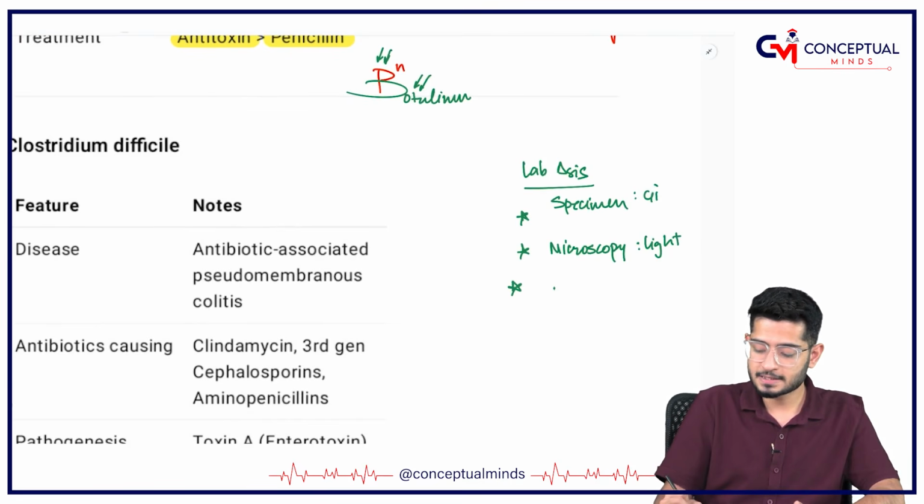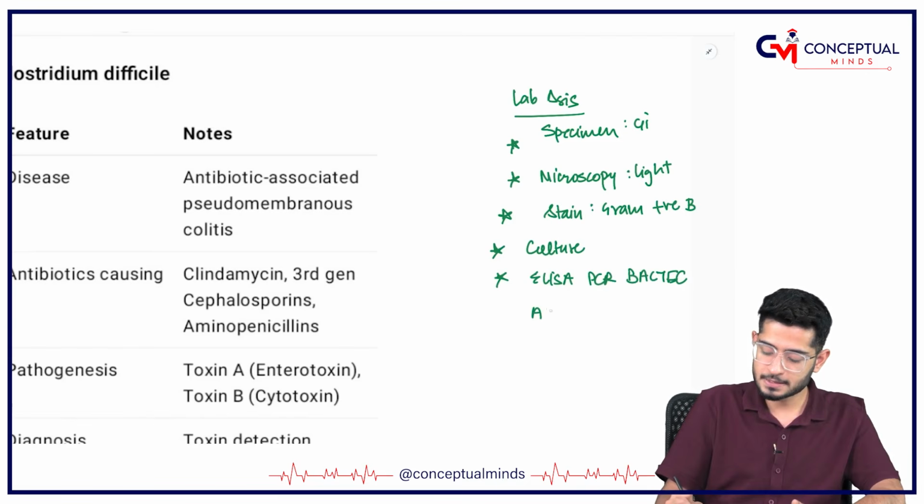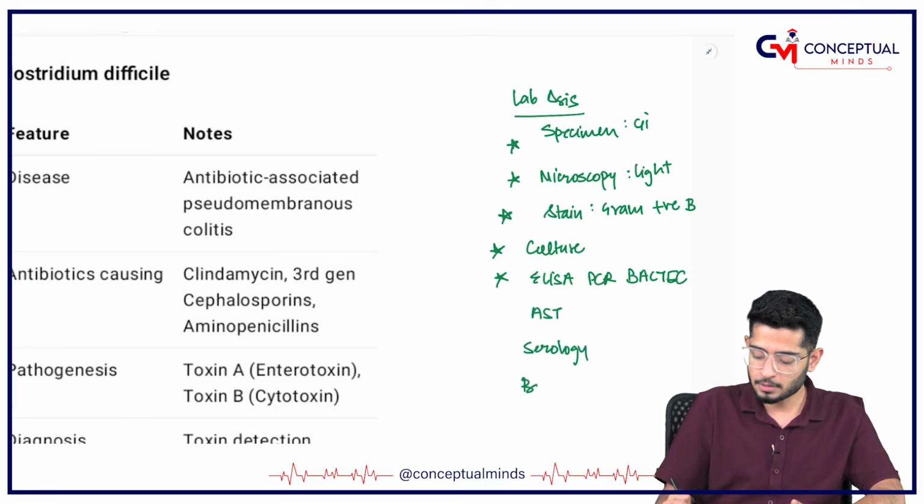Then you have staining, so you will do the Gram stain, and this is a Gram-positive bacilli. Then after staining, what will you use? Culture. I have told you all the anaerobic culture media you can use. Then after that, ELISA, PCR, BACTEC, antimicrobial susceptibility testing. Then you can perform some other serological tests, and biochemical tests as well.